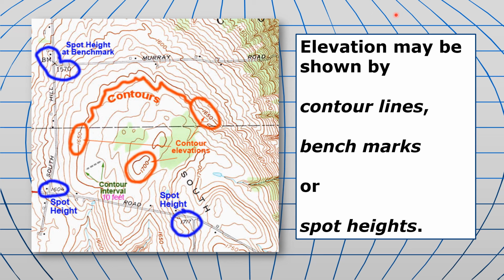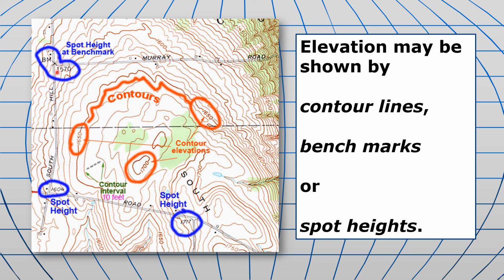So elevation on topographic maps may be shown by contour lines, these brown lines here. We know what the elevation is along those points. Also benchmarks and spot heights. What's a spot height? You have a couple places here that are mapped out as a spot height. For example, here you just have a point. It's a spot height. That means right at that place, right at that point, it's 1,604 feet. I used to get confused by the spot heights because I thought, is this State Route 1604? Yeah, no, that's a spot height.